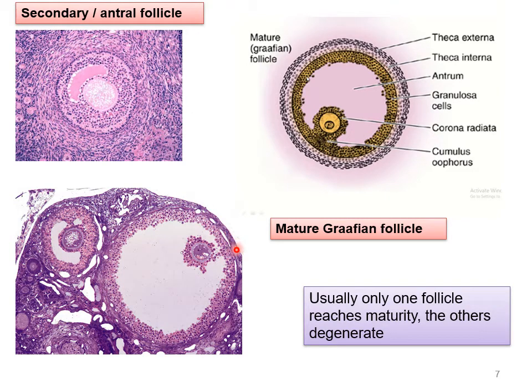Now this is a Graafian follicle. So again you see the oocyte, the zona, which looks like a featureless membrane, the corona radiata, and the cumulus oophorus, by which the oocyte remains attached to the follicle wall, and these are the membrana granulosa cells, and then the theca interna and externa will be outside.